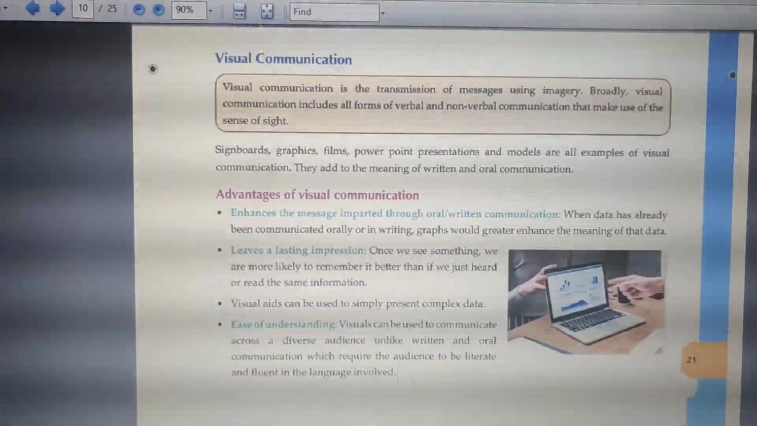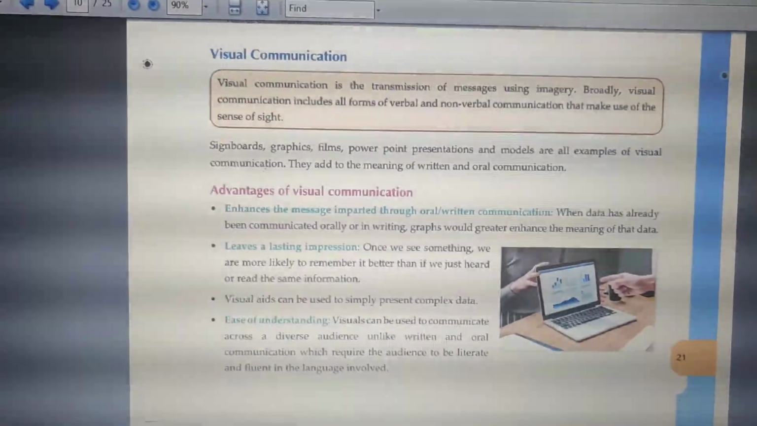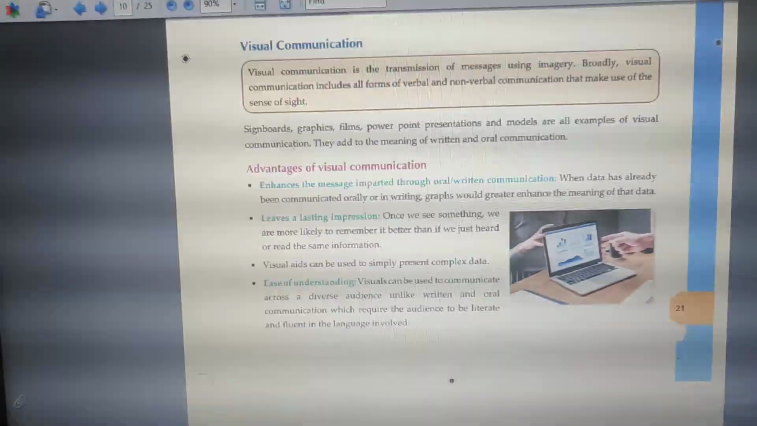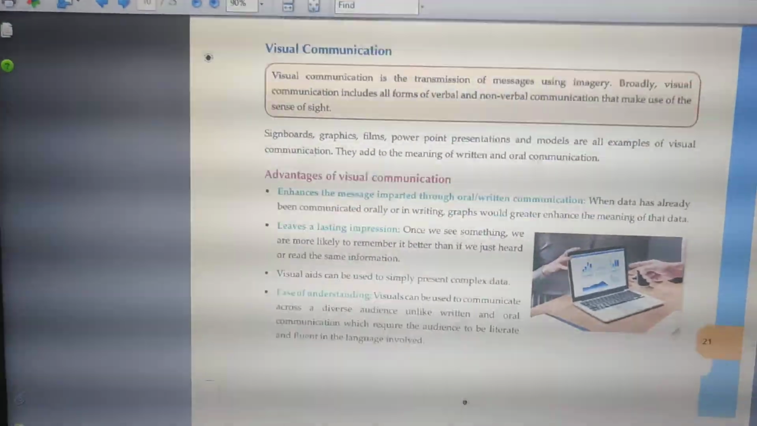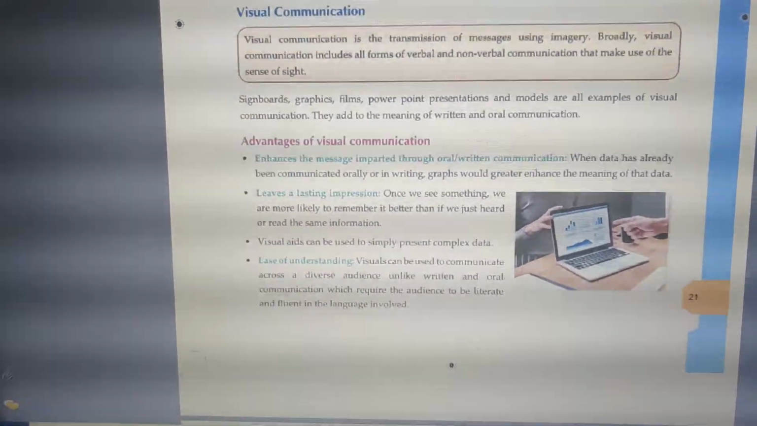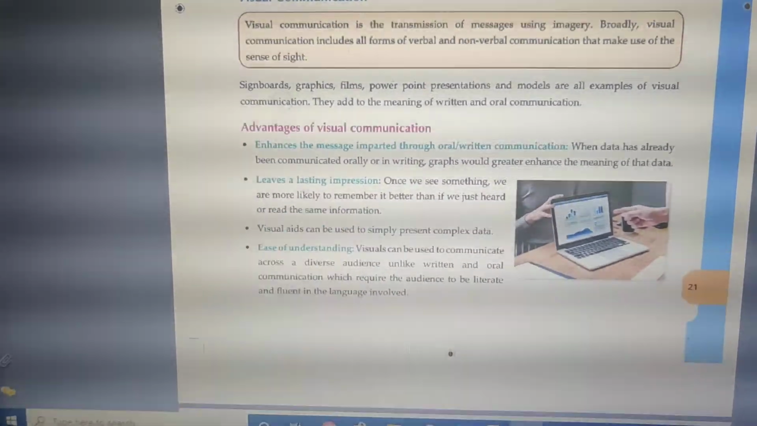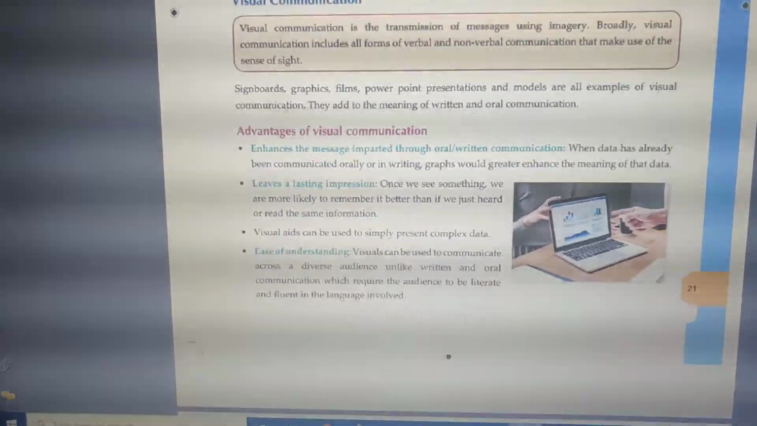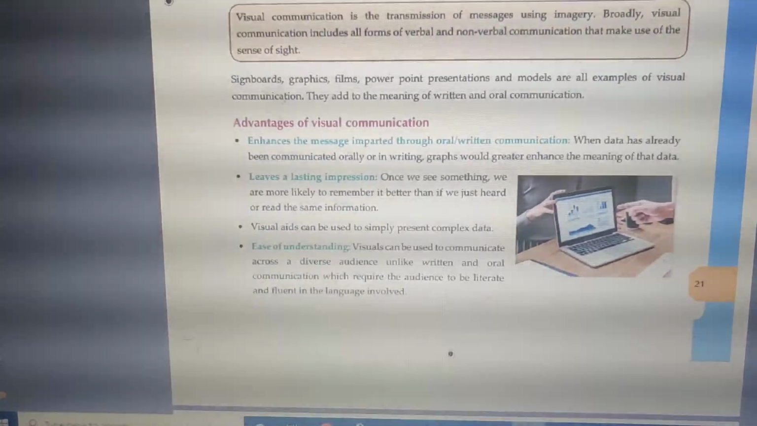Next is visual aids can be used to simply present complex data. So when we talk about complex data, in that particular complex data visual aid can be used for best ease of understanding.